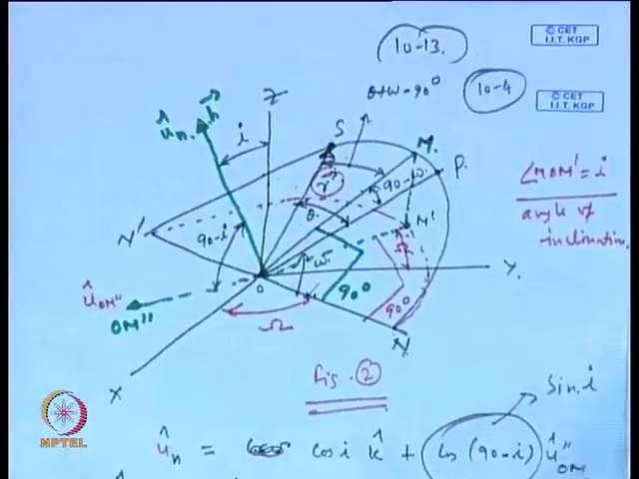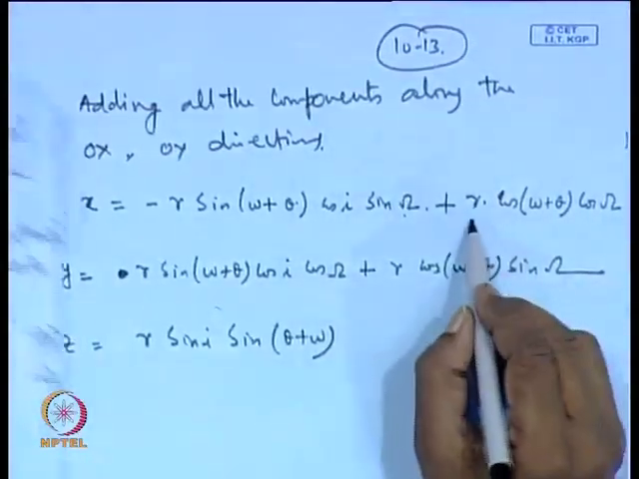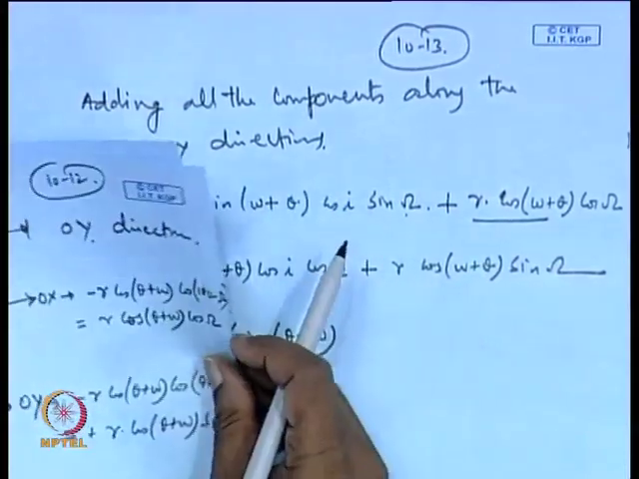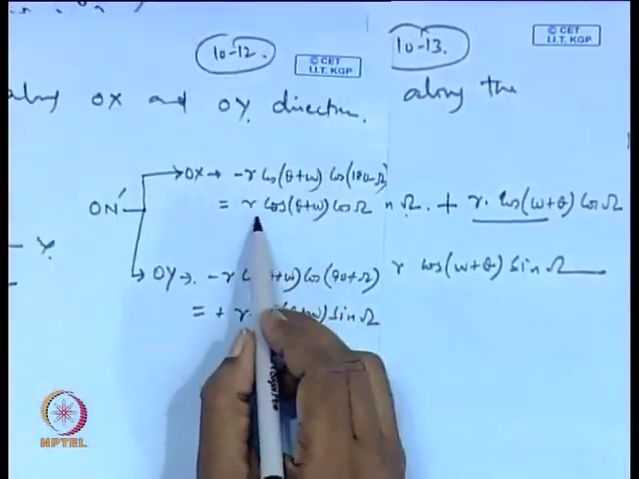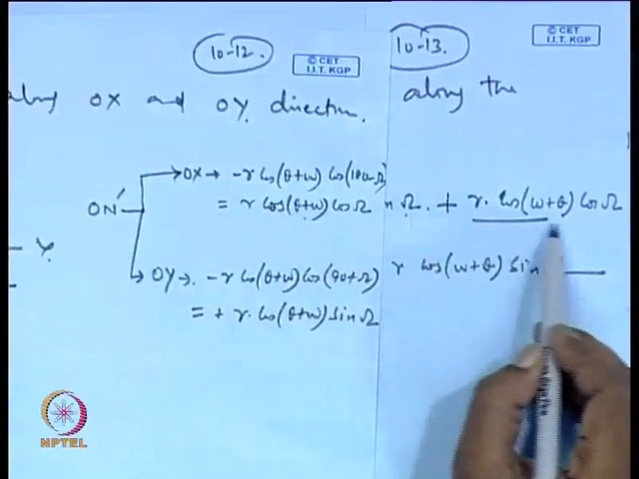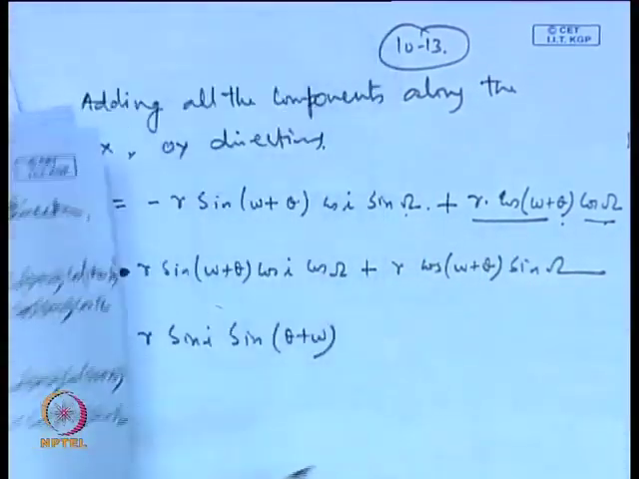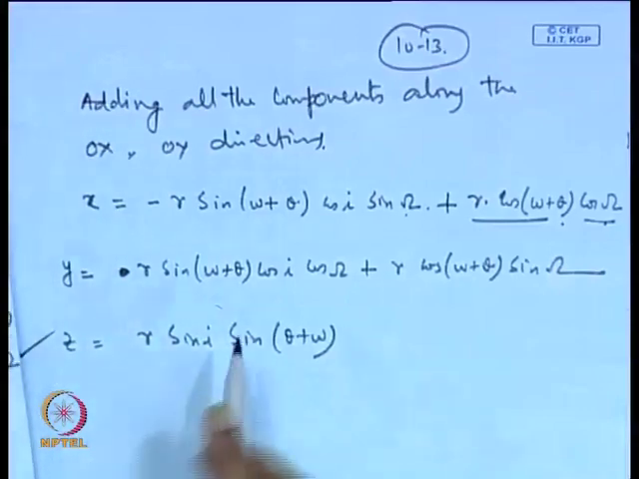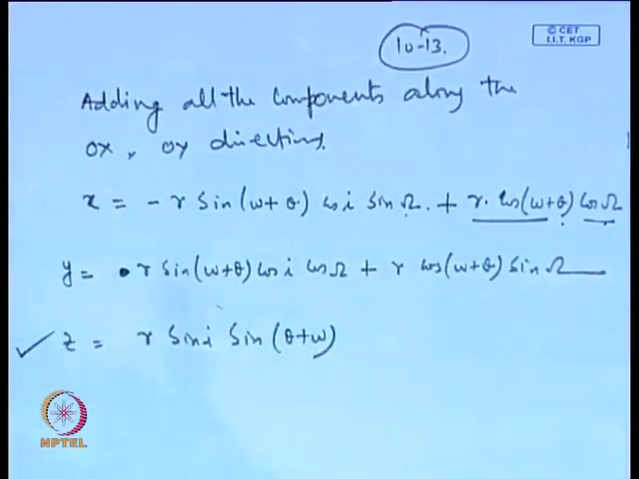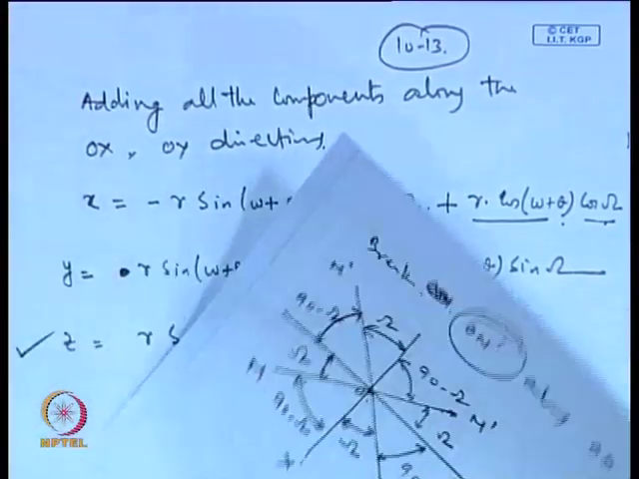And the last component we add to this was O x, which was written here, r cos(theta plus omega) times cos capital omega. So, this component we have put here in this place. Okay. Similarly, we can complete for the y and z. Okay.